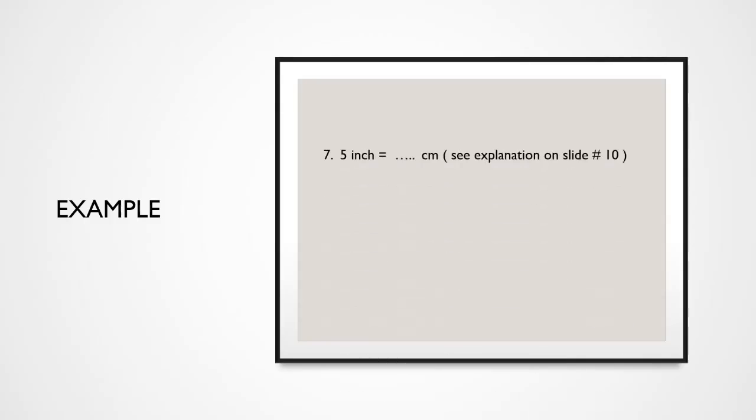For example, 5 inches are equal to how many centimeters? The answer is, just like when you use the metric chart from the slide, from the fourth slide, 1 inch is equal to 2.54 centimeters. And then we multiply it by 5, so we get 12.7 centimeters.